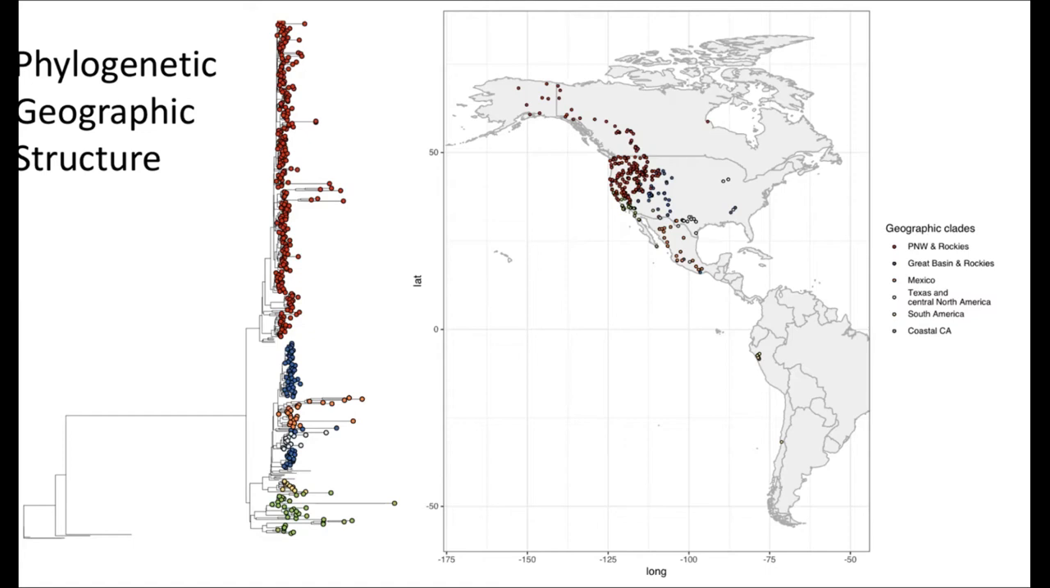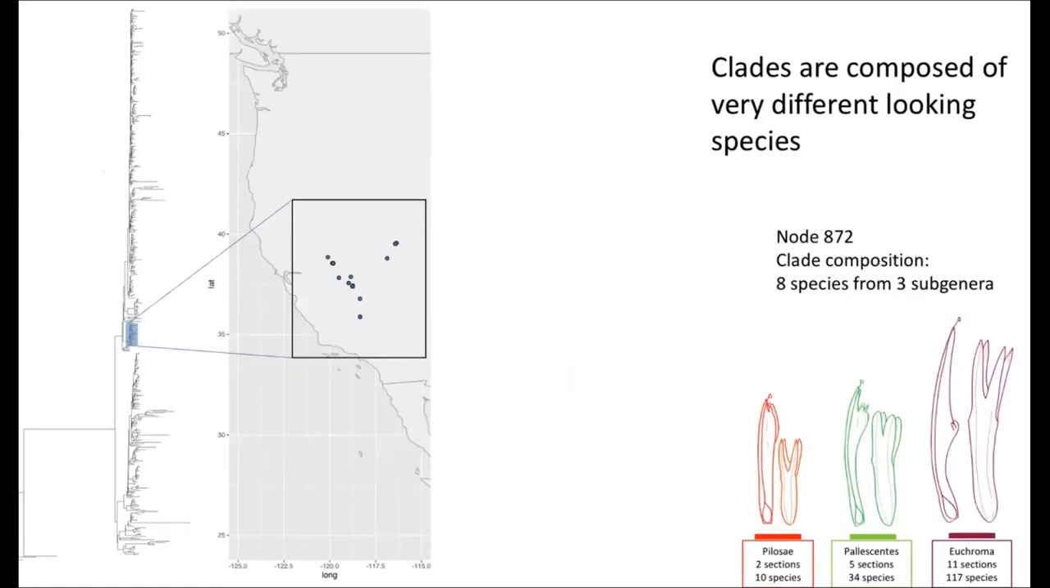So, you know, I think a logical next question is, well, what do the more shallow clades look like? What do these types of patterns show? So here I'm going to zoom in to a clade that I couldn't think of a good name for, so I just named it based on its node. This is node 872, and it's composed of 8 different species.